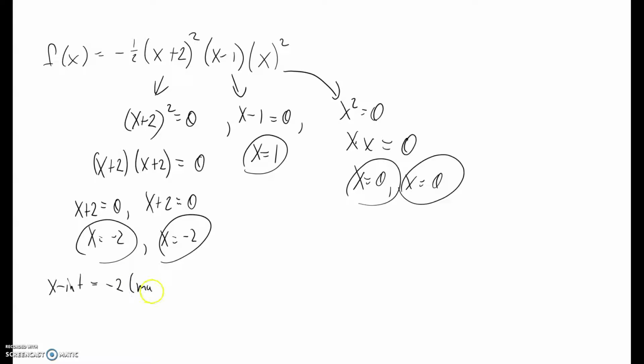So I'm going to go ahead and write this, that the multiplicity of negative 2 is 2, because it shows up 2 times, right? The multiplicity of 1 is just going to be 1, so it only shows up 1 time, right? And then 0's multiplicity is going to be 2, because it shows up 2 times, right here and right here.